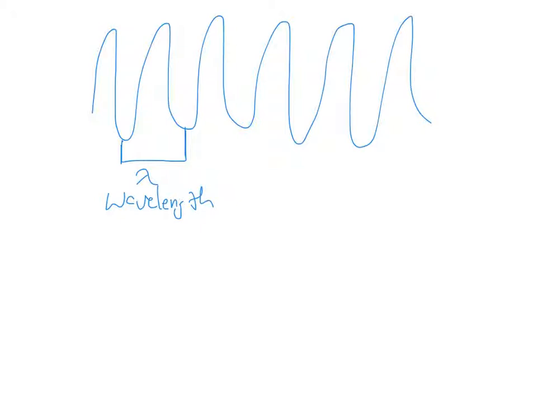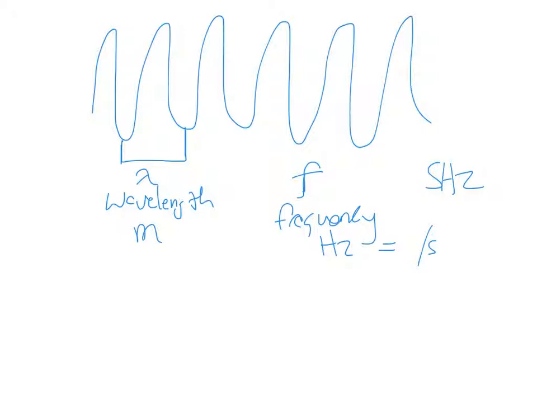We can also talk about the frequency of a wave. Frequency is represented kind of like a cursive f. And frequency is the number of wavelengths that pass a point every second. So wavelength is generally measured in meters. Frequency is measured in hertz, and hertz means per second. So if I said I have a frequency of 5 hertz, that would be 5 wavelengths per second.